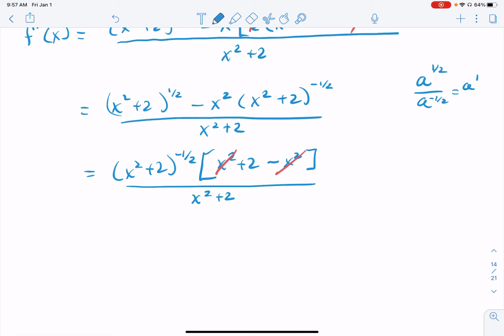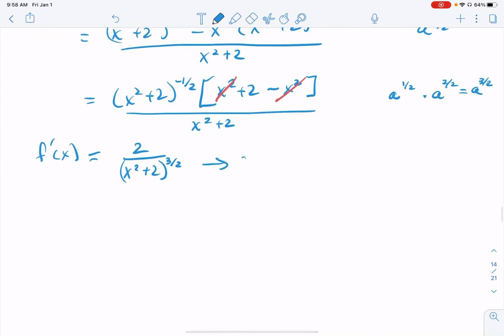And then think about this. I have a to the positive 1/2 times a to the 1 power. I'm going to add those exponents, and this is the same thing as 2/2, which is going to give me a to the 3. That's a 3. Take my word for it, 3/2. Which means that our first derivative finally is 2 over x squared plus 2 to the 3/2 power. All right, what about critical numbers then?